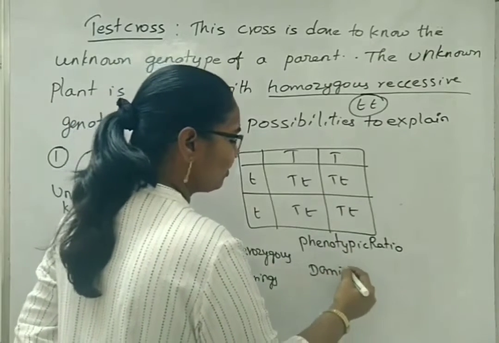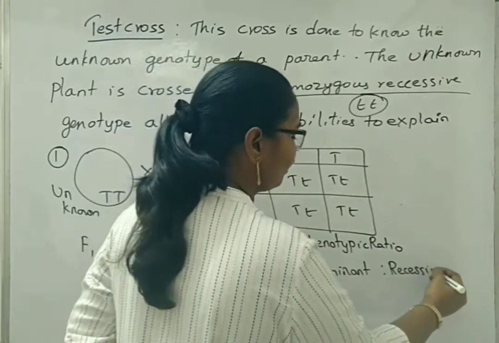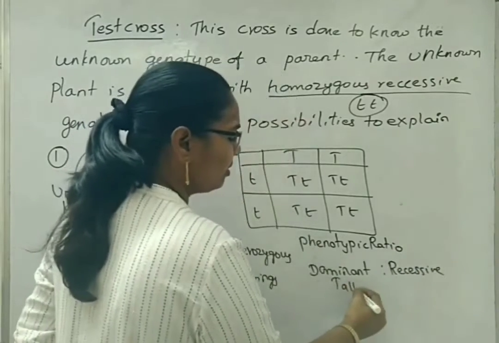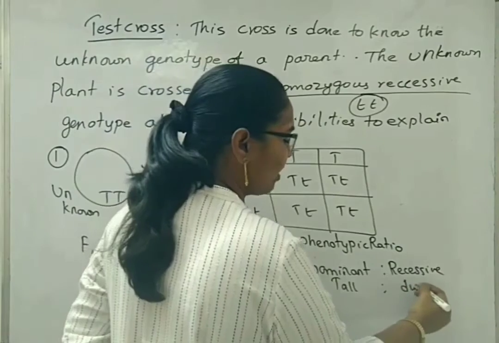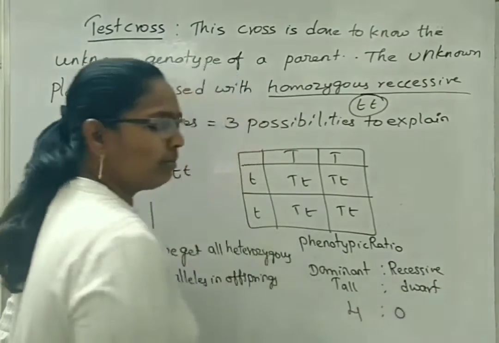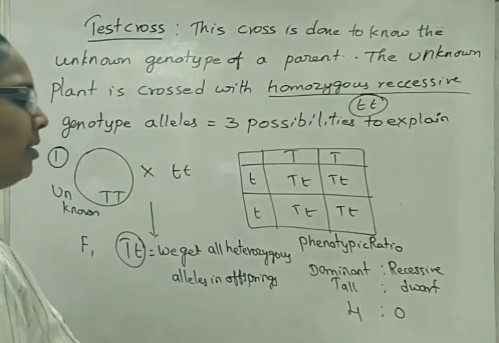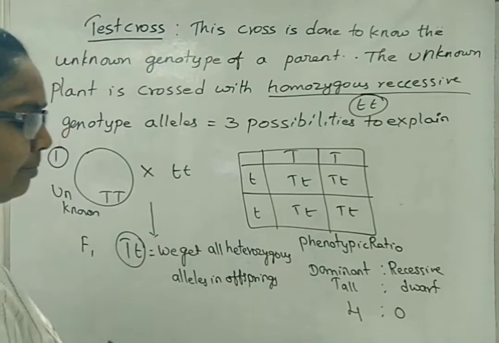dominant is to recessive, that dominant character is tall, is to recessive character dwarf. Then the ratio is all are tall and zero dwarf plants in the F1 generation. So this is one possibility.